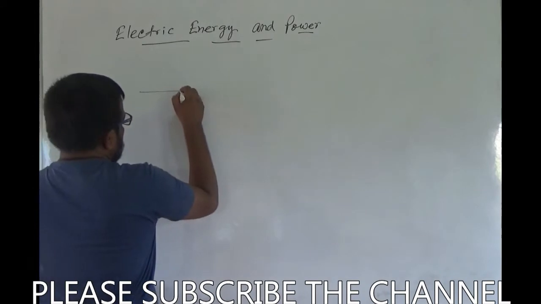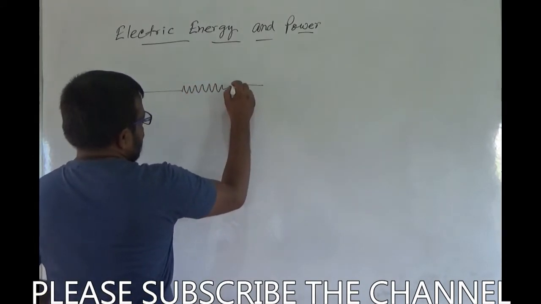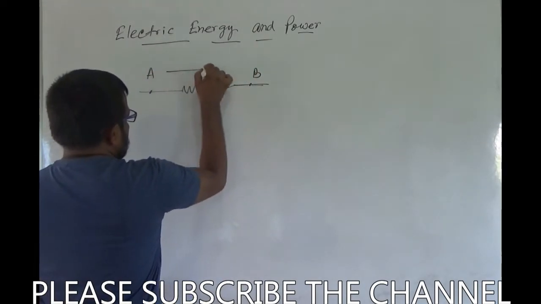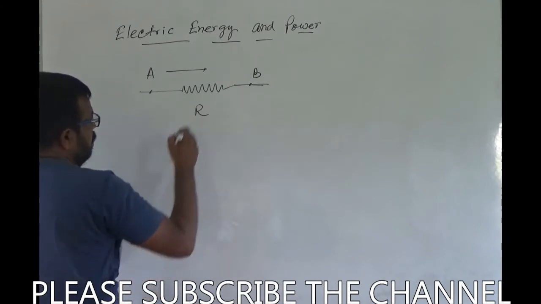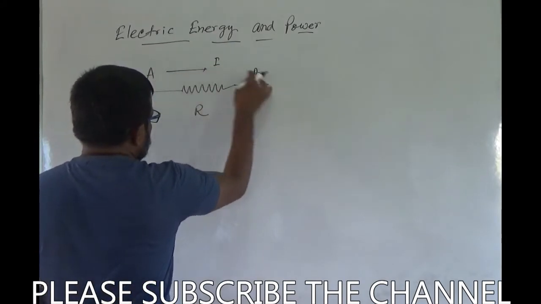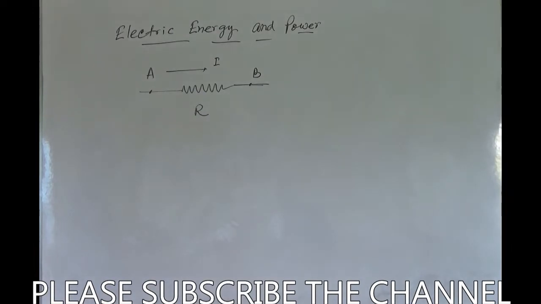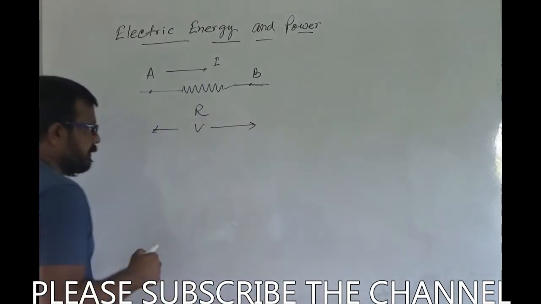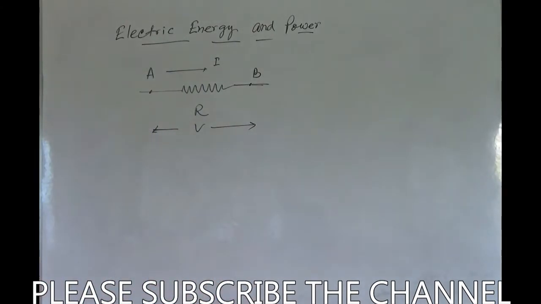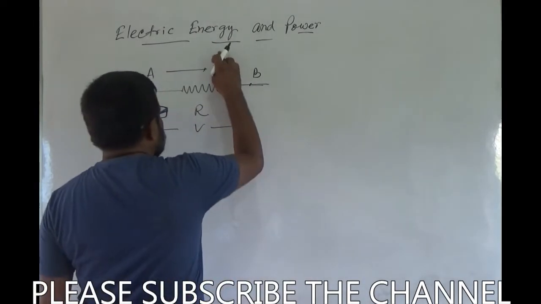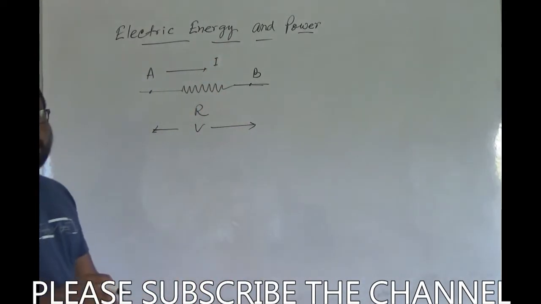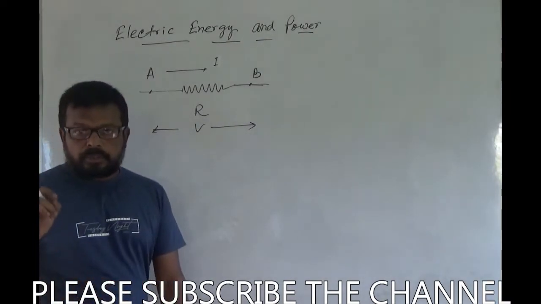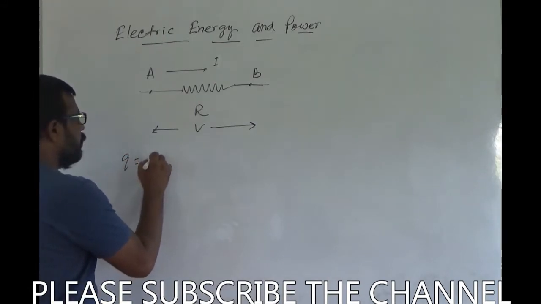Let us say this is the device and the resistance of this device is R. Current is flowing from A to B, it is I, and the potential difference across this device is V. Now if current is flowing through this device for a time interval t, then we can say the total charge Q equals IT.